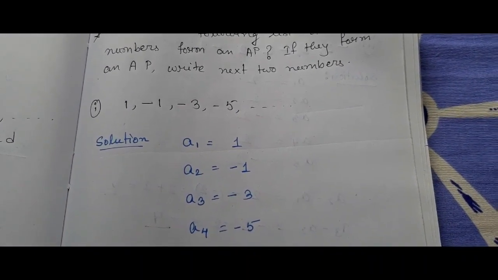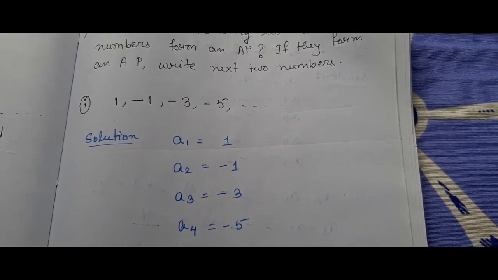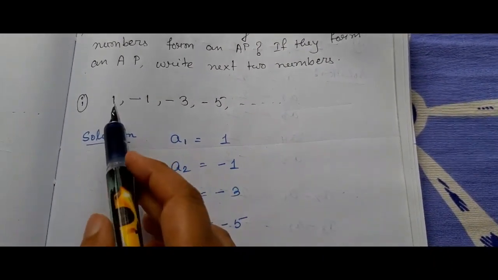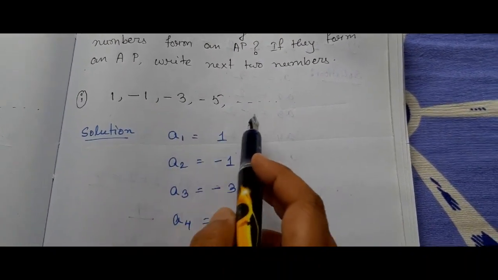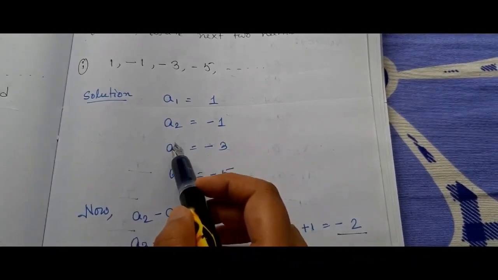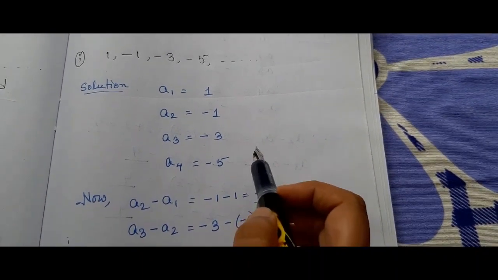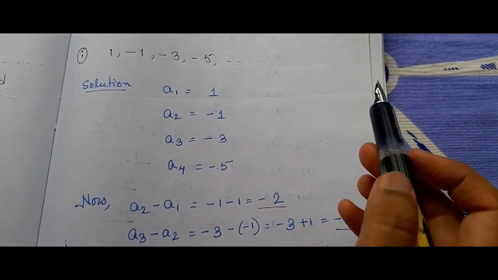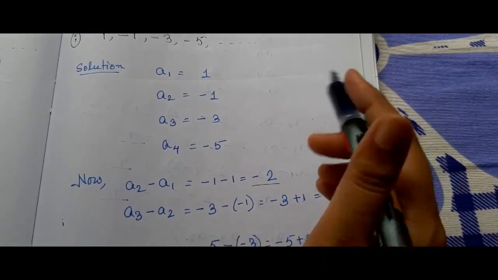Now another example. Write whether the following list of numbers forms an AP or not. If they form an AP, write the next two numbers. Okay. First of all, this is the sequence of numbers given. A1 is 1, A2 is minus 1, A3 is minus 3, A4 is minus 5. So how can you find whether this is an AP or not? You will find whether the common difference is fixed or not. Okay. So let me check the difference.